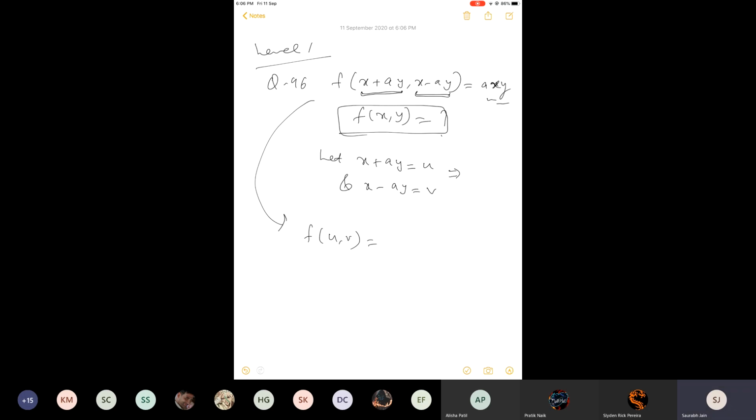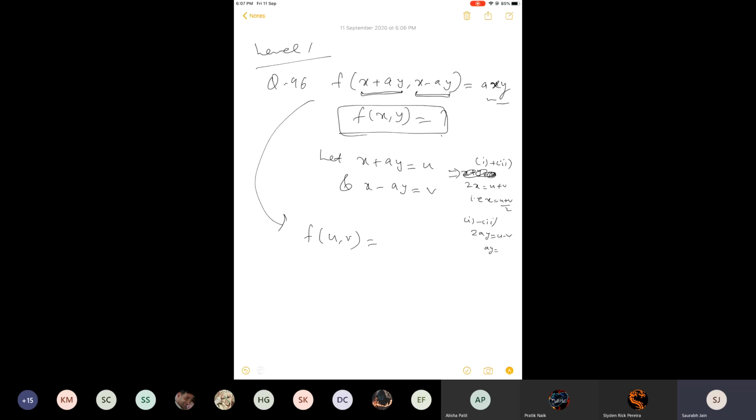So to solve these two equations, we will add the two equations. On adding, we will get 2x equals u plus v. So that means x is u plus v by 2. Now, if you want, you can put this value of x here, or instead of adding, first I added the two equations, now I will subtract. So if we subtract, on the left hand side we will get 2ay and on the right hand side we will get u minus v.